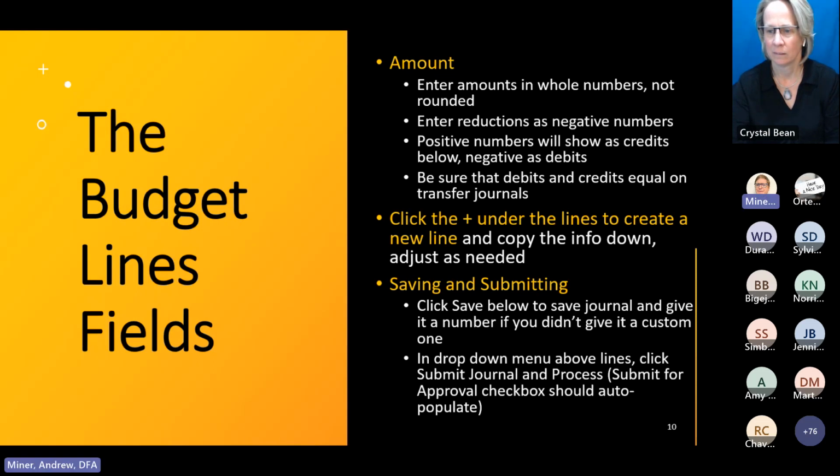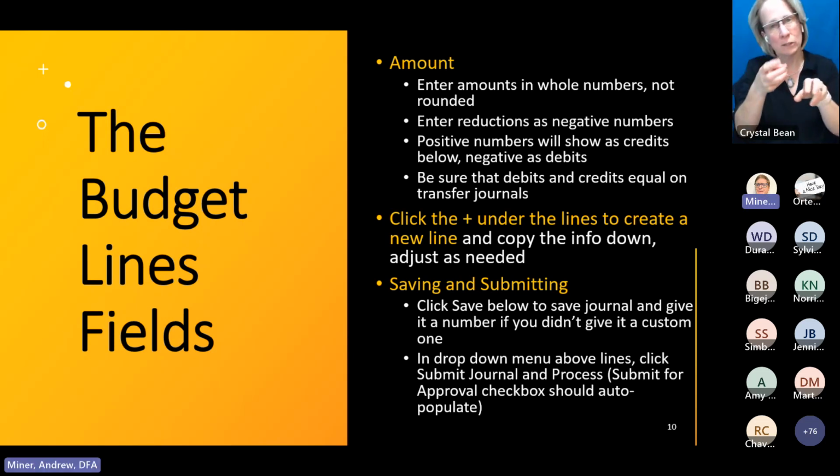Okay, the next field is amount. So obviously here you're just dealing with the dollars. You're going to enter in your amounts in whole numbers, don't round them or anything. Enter any reductions, like if you're doing a category transfer or a decrease BAR, as negative numbers. Positive numbers will show us credits, negative is debits, and make sure your debits and credits, of course, equal if you're doing a transfer journal.